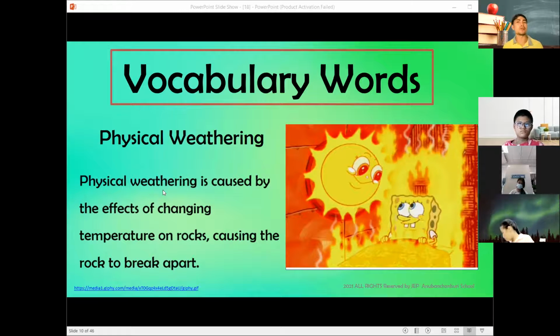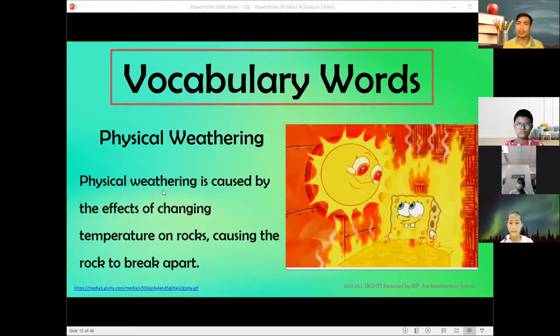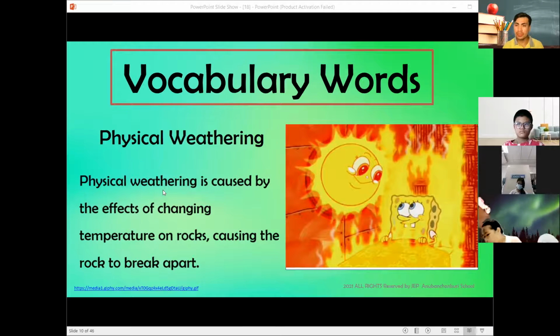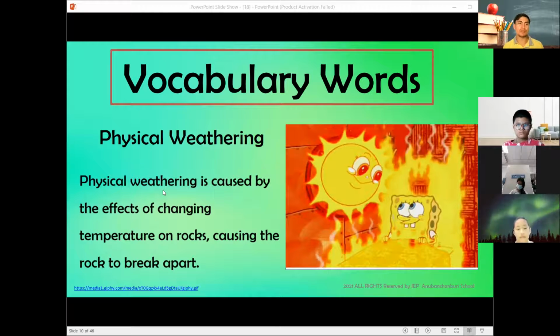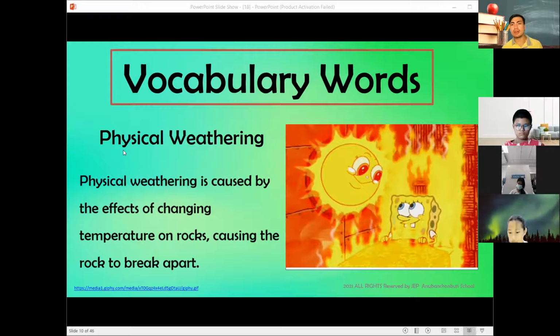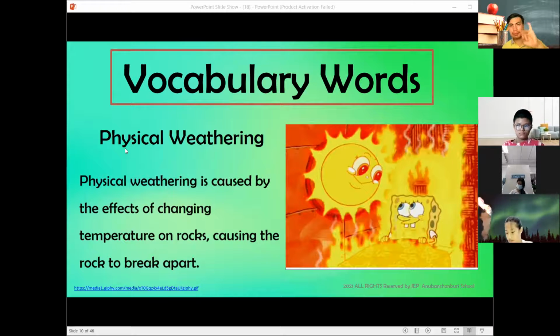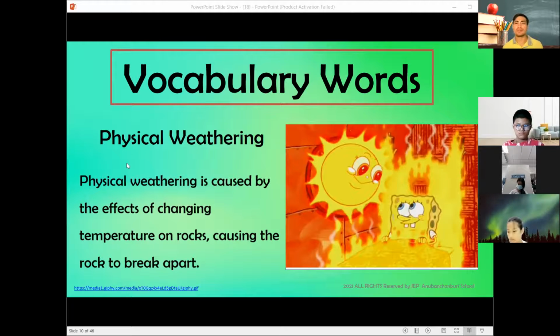The same thing applies in physical weathering. The rocks will not change their composition, but they will be broken down into pieces. So that is physical weathering. Again, the causes of physical weathering are gravity, temperature, and water.